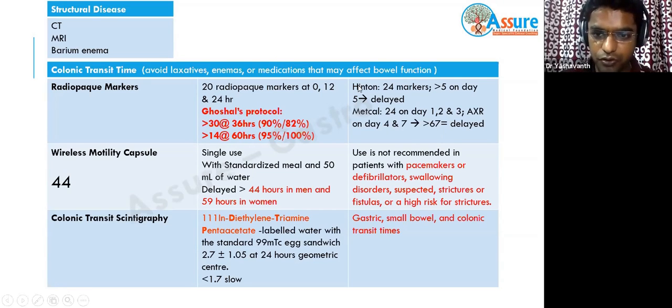But we don't follow that. You need not remember it. What you need to remember is Ghoshal's protocol. This is a very good study done by Sir. So what you give is 20 radio opaque markers. You give them at time 0, 12, and 24 hours.